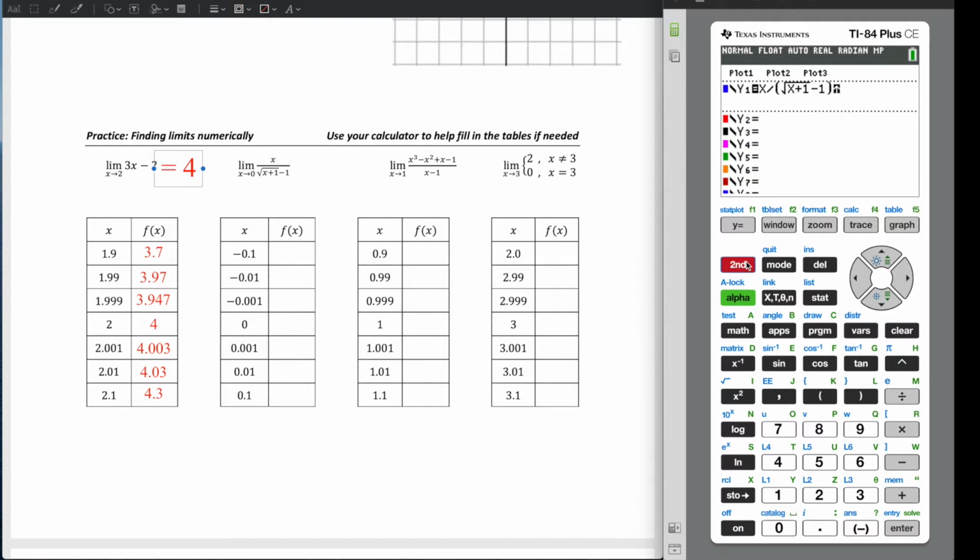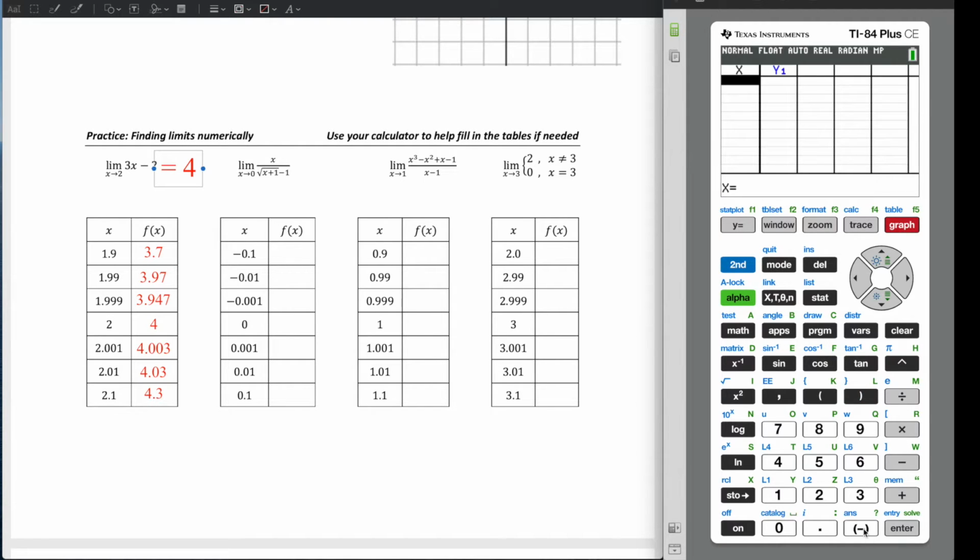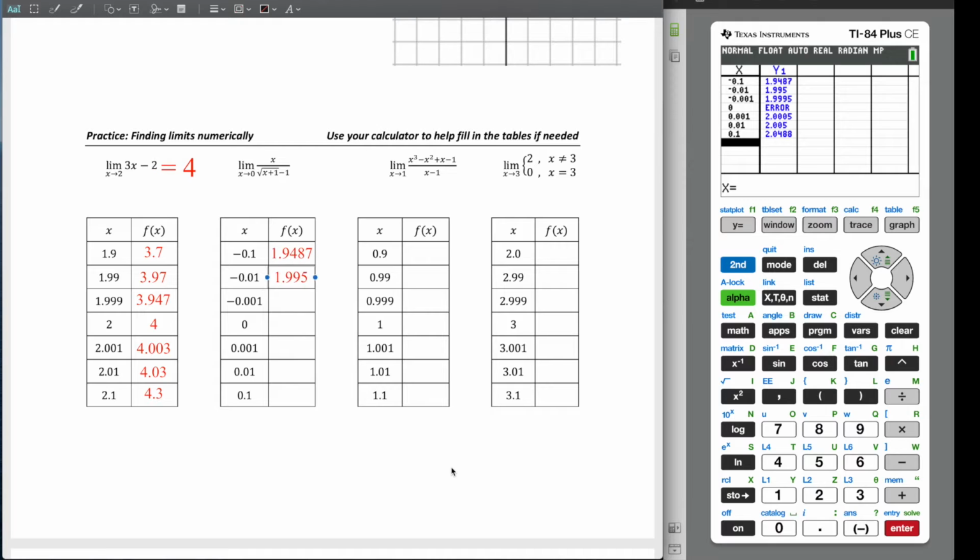I'm going to jump right into the table, and I have to do negative 0.1, negative 0.01, negative 0.001, 0. Whoops, that's a 1. My bad. Let's go up and delete that. I'm going to hit 0. There we go. I get an error. Interesting. 0.001, 0.01, and 0.1.